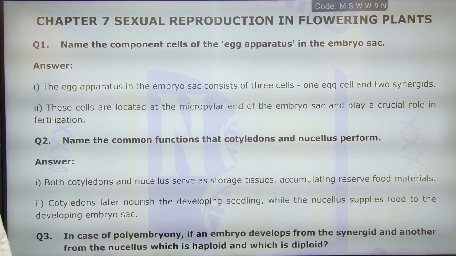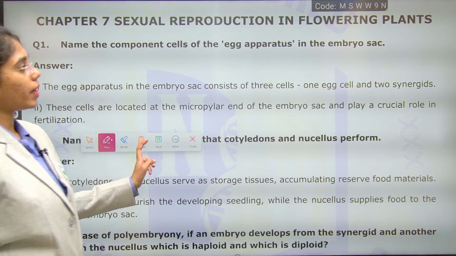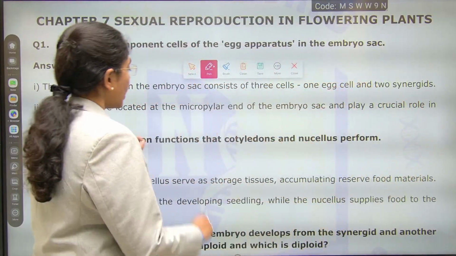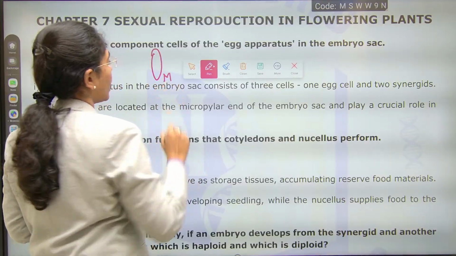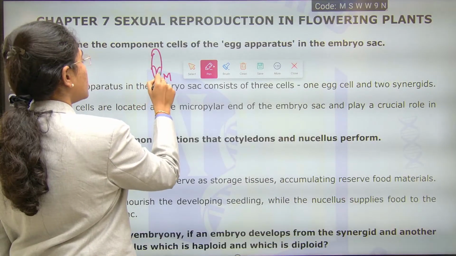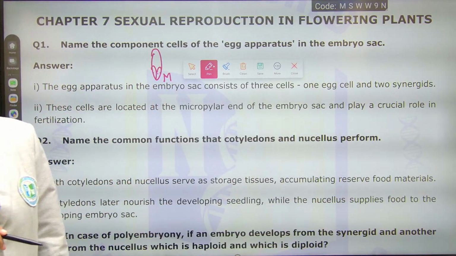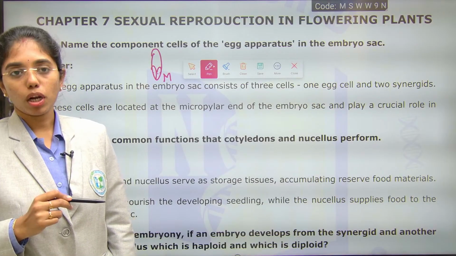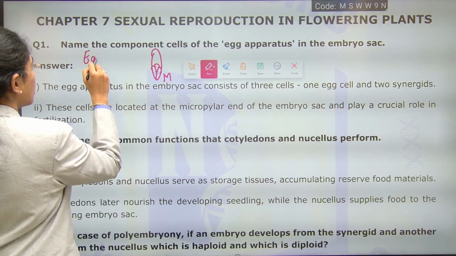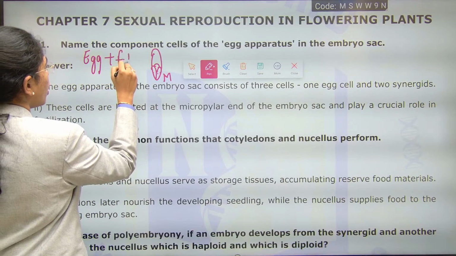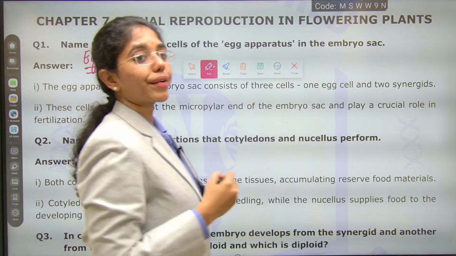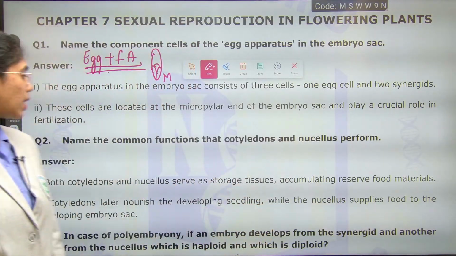First, name the component cells of the egg apparatus in the embryo sac. Egg apparatus is found in the embryo sac towards the micropylar end, and there are 3 cells in the egg apparatus. 2 cells will be synergids, which also have the filiform apparatus to guide the entry of the pollen tube. Next will be the egg cell. So the egg cell along with the filiform apparatus is termed as what? Egg apparatus inside the embryo sac.